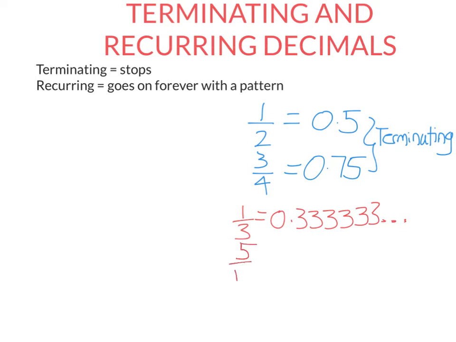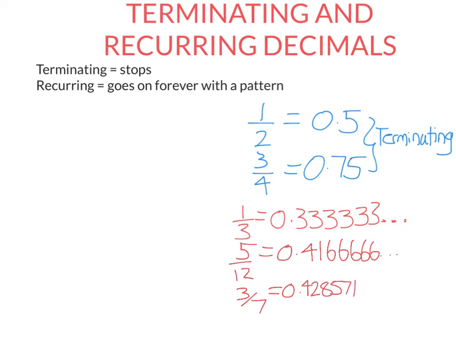5/12. If I want to write that as a decimal, it goes on forever. It's 0.41666. The sixes go on forever. 3/7. If I want to write that as a decimal, it goes on forever. It's actually 0.428571, and then this cycle repeats over and over. 428571. On and on it goes like that. It just keeps going. 428571, 428571, on and on forever.